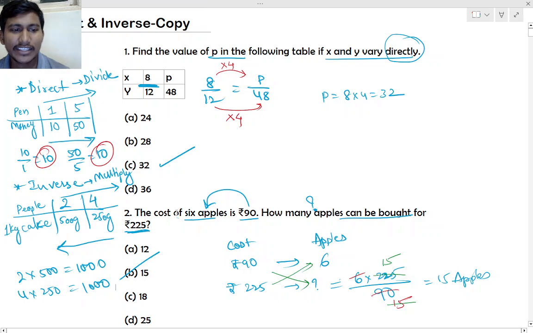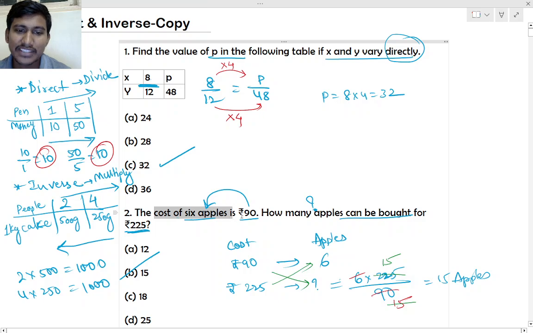So see here, second question. What they have given: cost of 6 apples is 90 rupees. Right? 6 apples for 90 rupees. But they are asking, for 225 how many apples? For 225, how many apples?